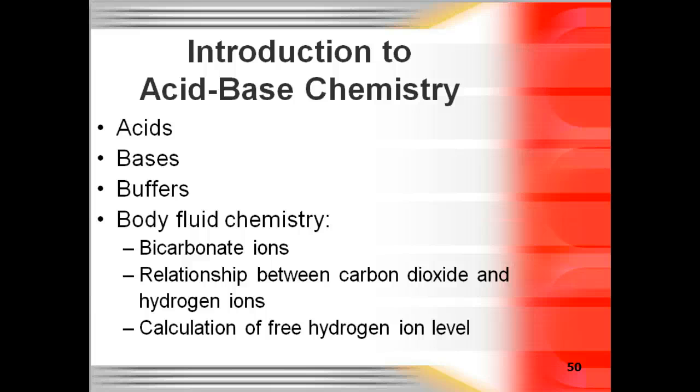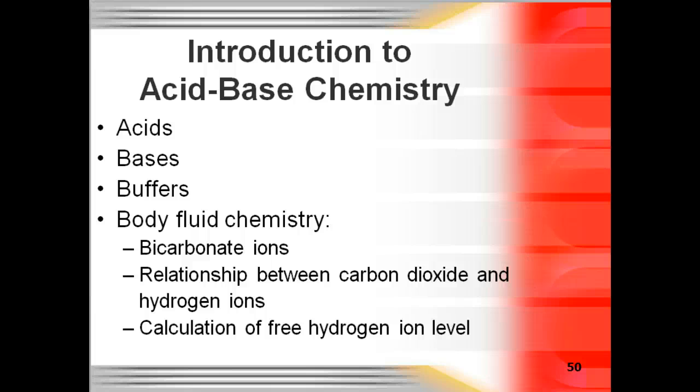You have acids, you have bases, you have buffers, and then you have body fluid chemistry, which consists of bicarbonate ions and the relationship between CO2 and hydrogen ions. Acids release hydrogen ion into solution, and bases release bicarb. So first of all, you have to relate hydrogen to acid and bases to bicarb. If we were to mix, for instance, an acid and base together, the hydrogen ion would combine with the bicarb ion, and therefore you would create water, H2O, that's the molecule that you would make.